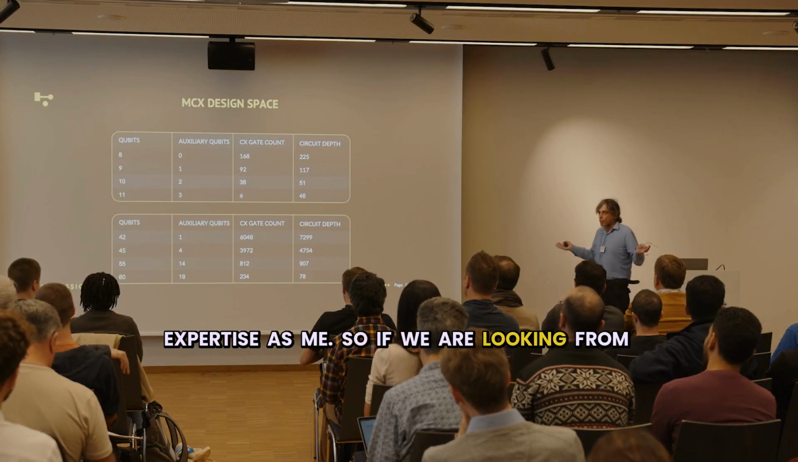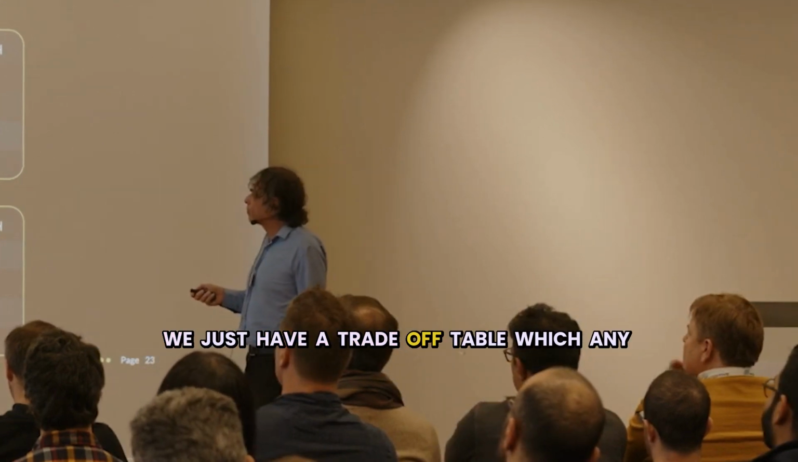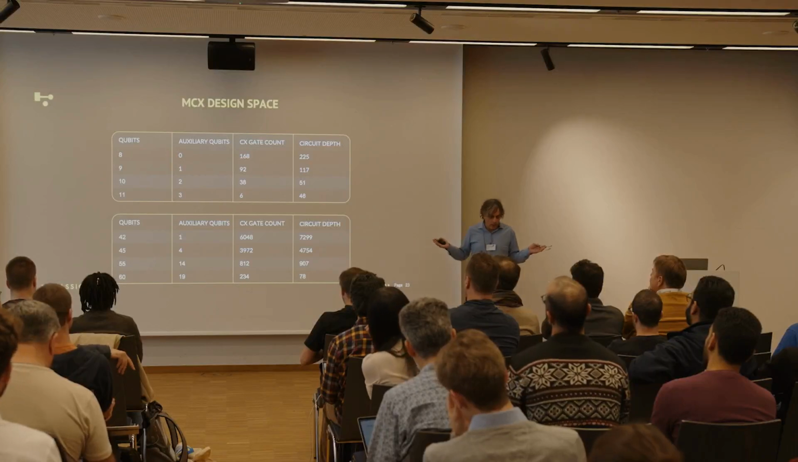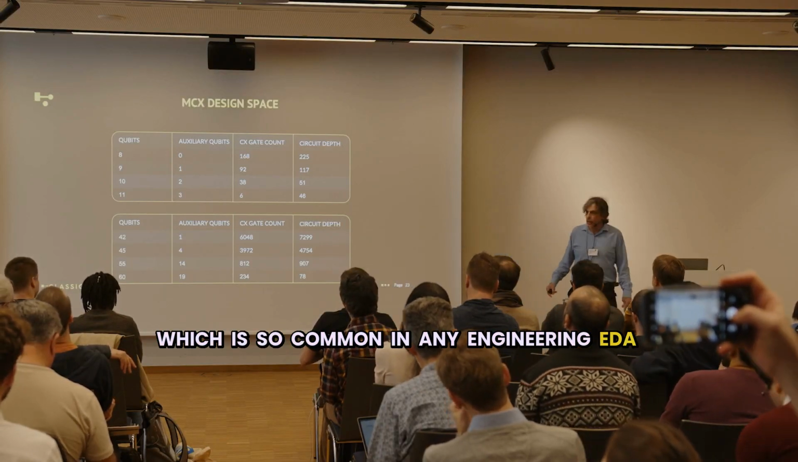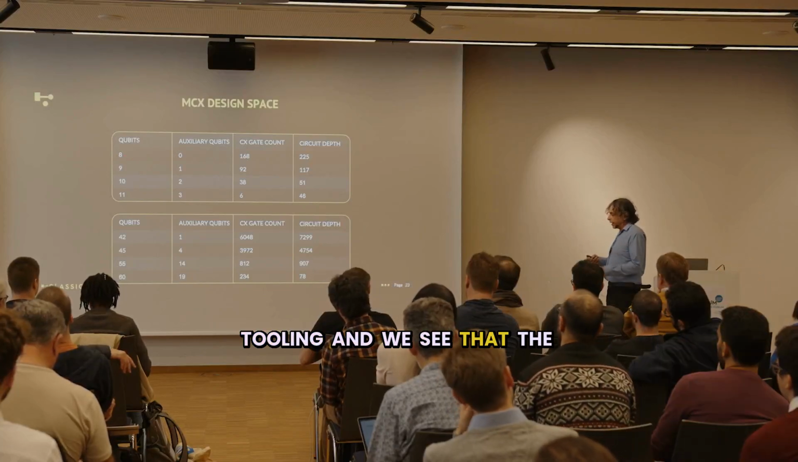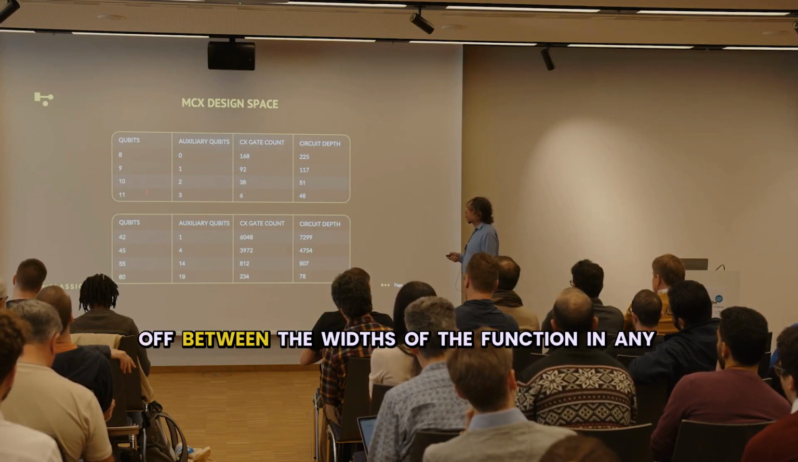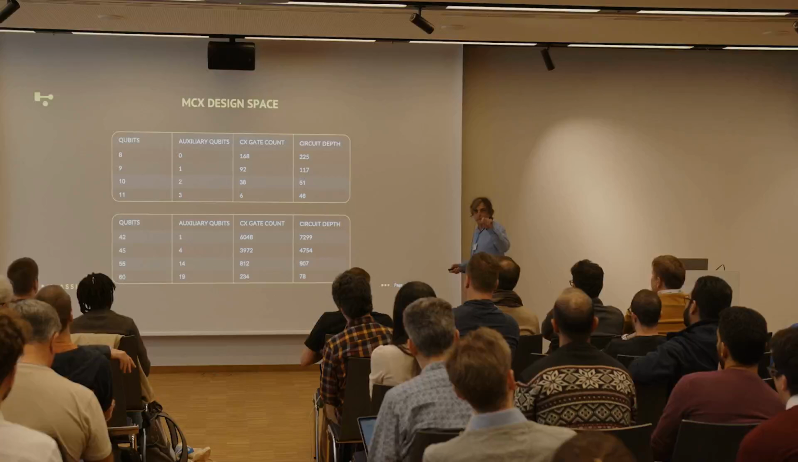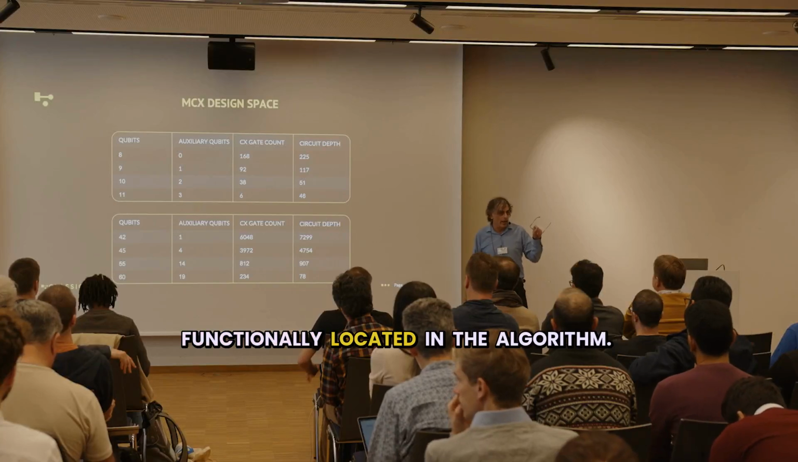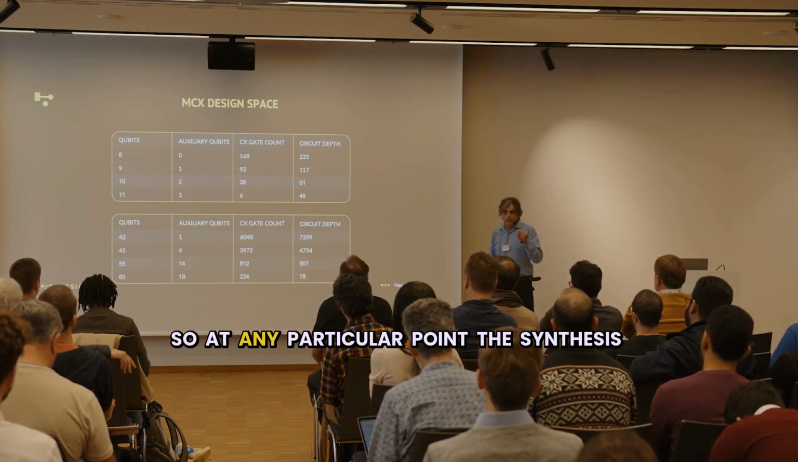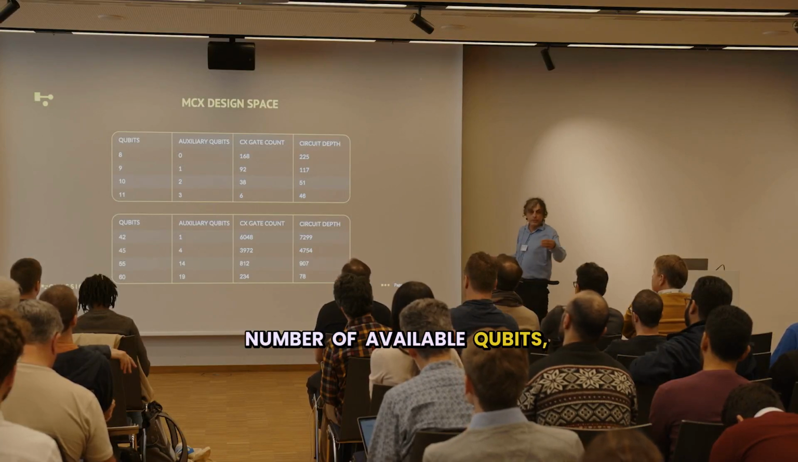So if we are looking from an engineering perspective, we just have a trade-off table, which is so common in any engineering EDA tooling. And we see that the machinery, the automation, the synthesis engine needs to trade off between the widths of the function in any particular point in the algorithm. I did not tell you where this MCX is functionally located in the algorithm. So at any particular point, the synthesis engine needs to trade off between widths, number of available qubits, memory if you like.